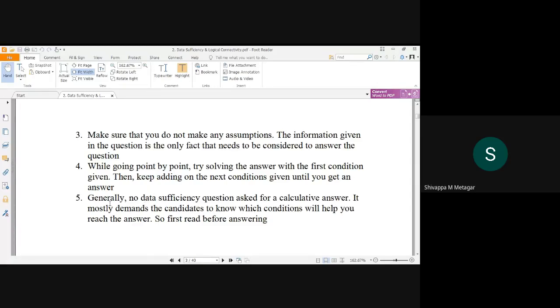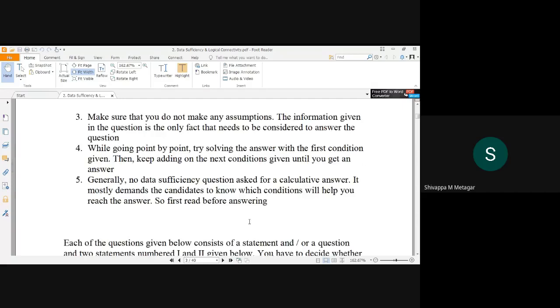For the fifth one they have given: finally, no data sufficiency question asks for calculative answers. Directly calculative questions they may not ask in data sufficiency. It mostly demands knowing which conditions will help you reach the answer. So first, read before answering the questions.